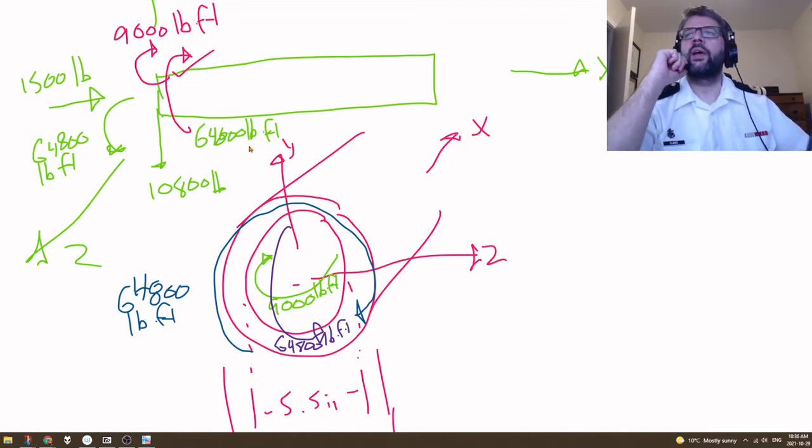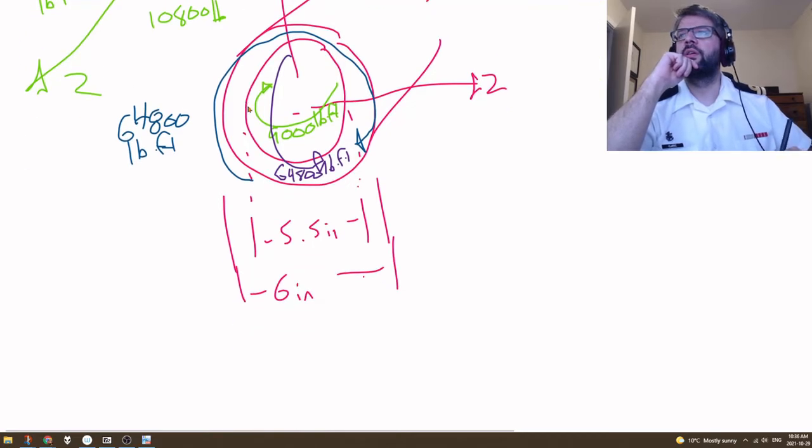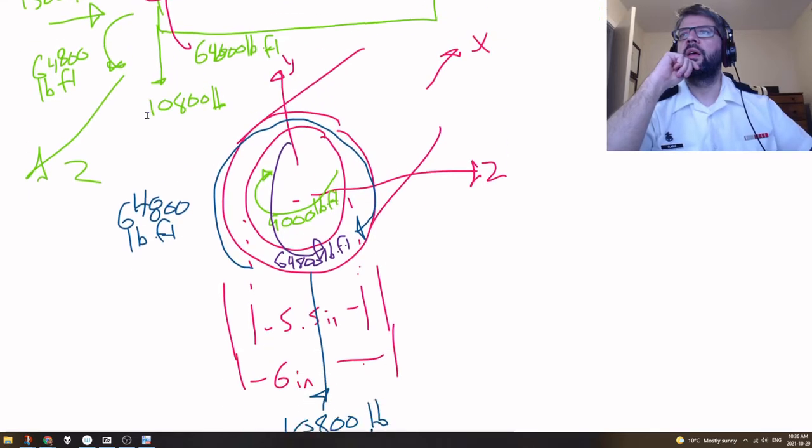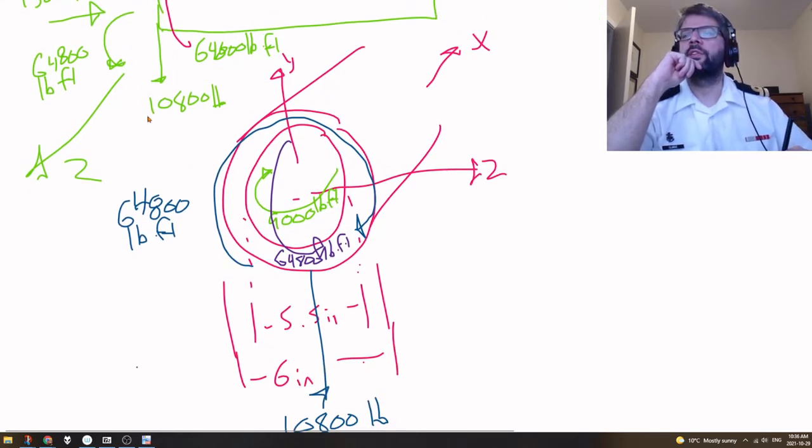And we can also add our forces on here. So we've got a shear load. I'm just going to put that right there. Shear load is straight down. And we've got an axial force. It's compressive.